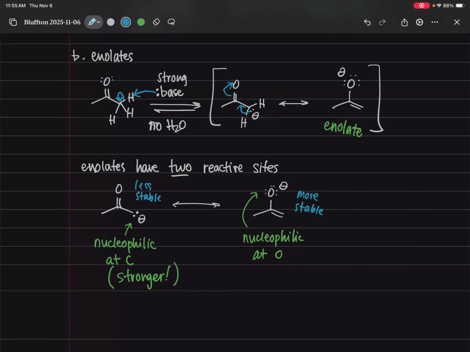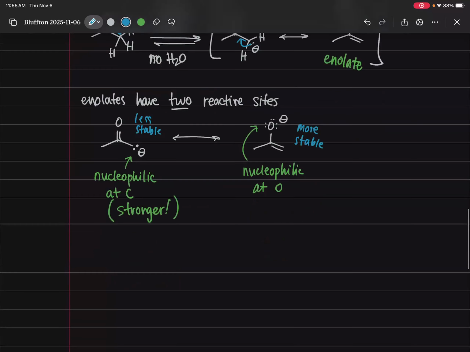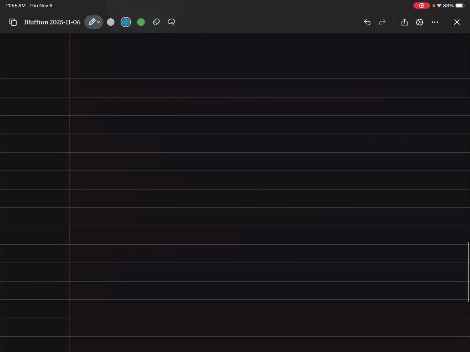Okay, so I said that you want to use a strong base for this with no water. So you can't use sodium hydroxide. First of all, it's not strong enough. And second of all, most of the time you're going to have some water with your sodium hydroxide. Usually it's as a solution in water. So we need some other kinds of bases in order to form enolates.